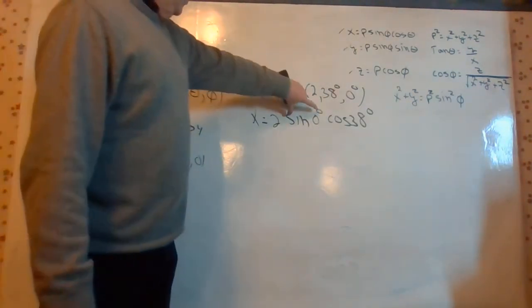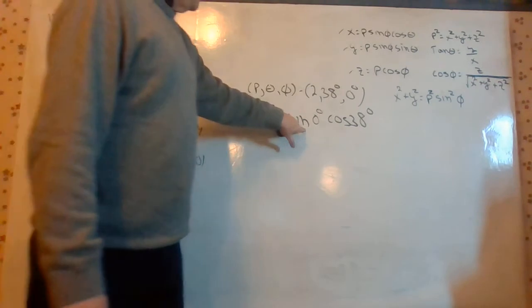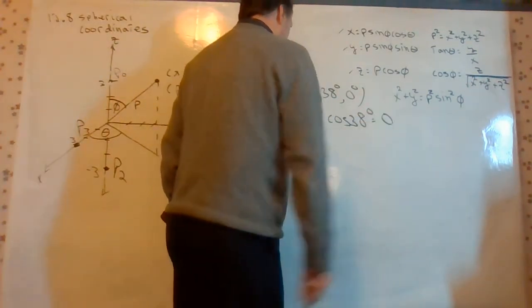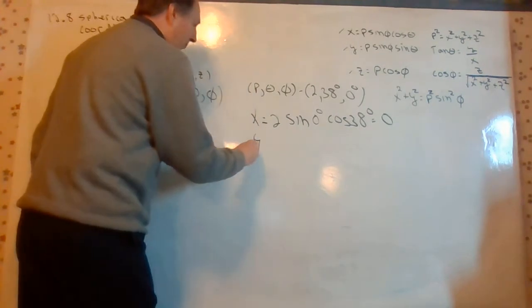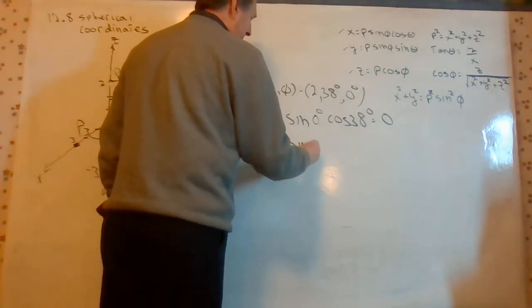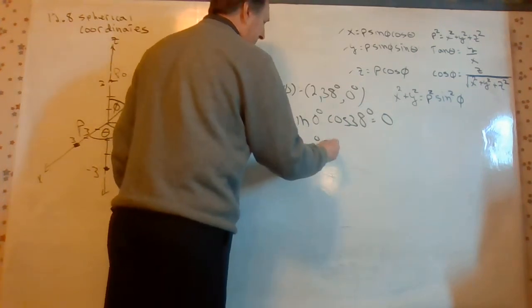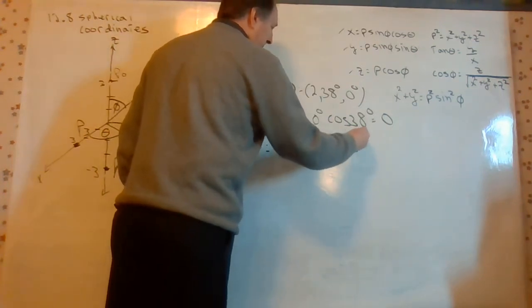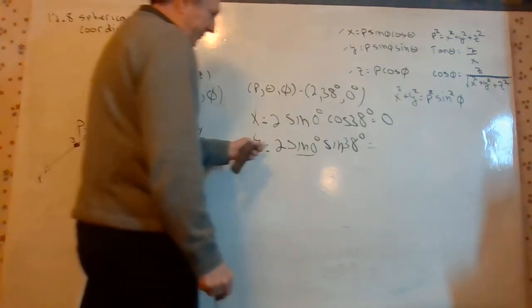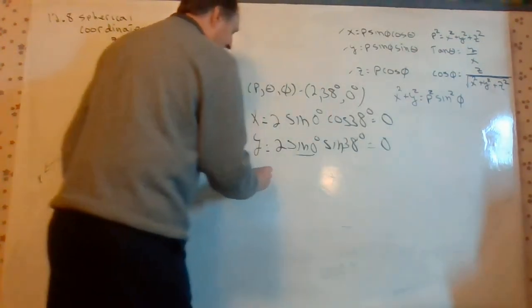And guess what sine of 0 is? That's 0. 2 times 0 times some irrational number is 0. Y equals 2 sine 0, sine 38. Sine 0 is still 0, hasn't changed, and we get 0.